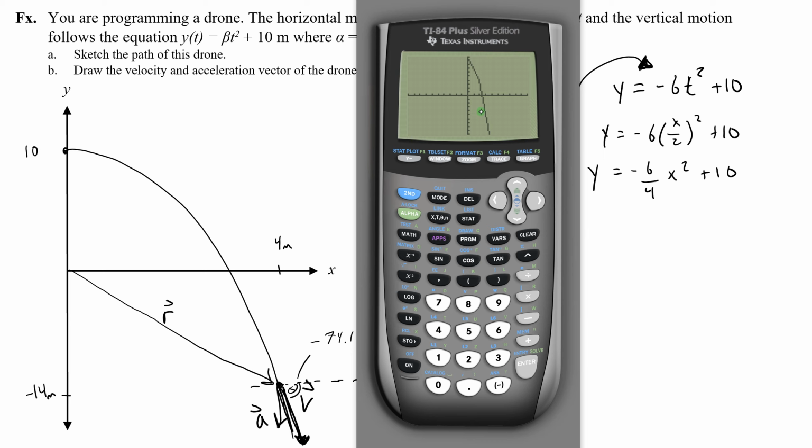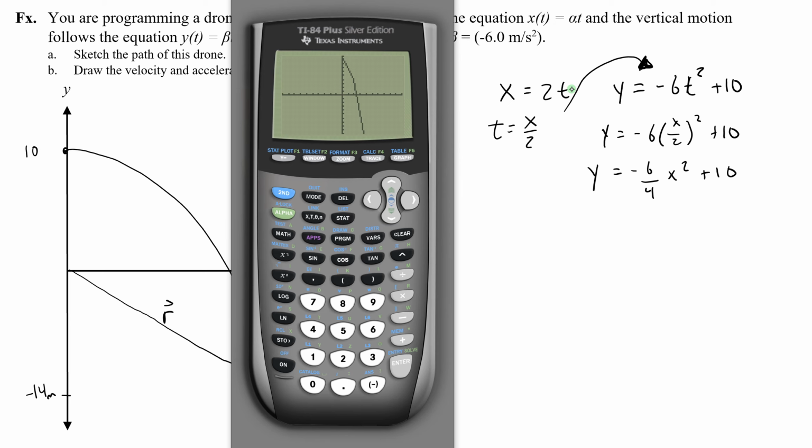Okay, great. So you can always use this parametric mode to graph when you have a y and an x equation that both depend on time. And of course, to set your mode back, you go to mode, function, and then y equals your new equation. Okay.